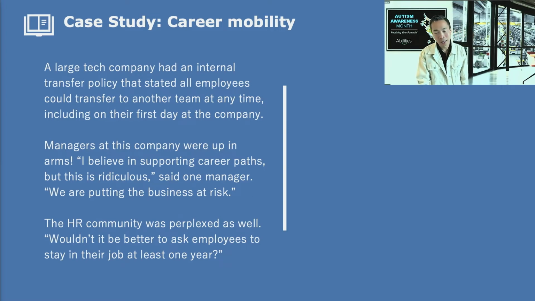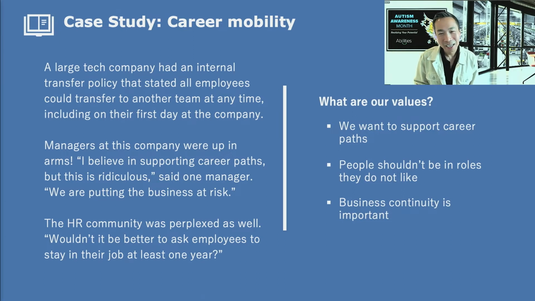So that was the case. And in that year, it was probably the most controversial issue that didn't make the news. So we started by exploring our values. What are they? We want to support career paths. People shouldn't be in roles they do not like. Business continuity is important. So you see how it's about right versus right and not right versus wrong. And you see how we go from a situation, the case on the left, to our values. And we're not going to start with designing, and we're not going to start with data either. It's the situation.